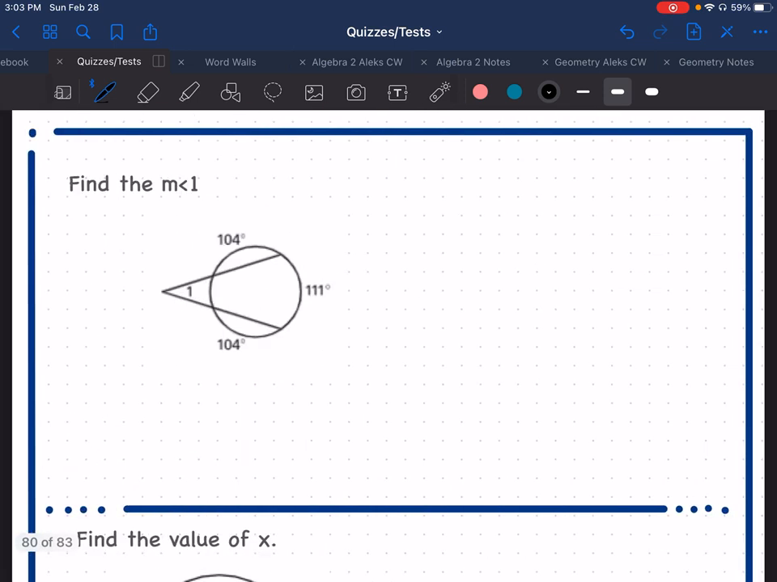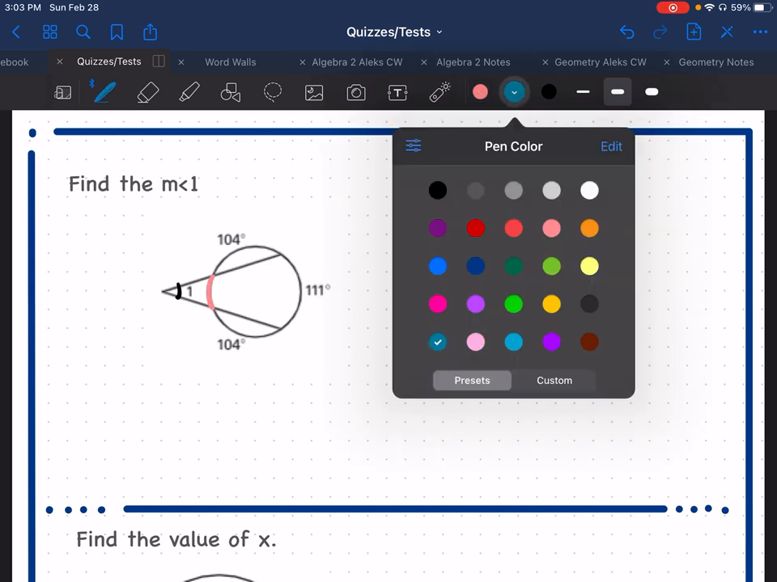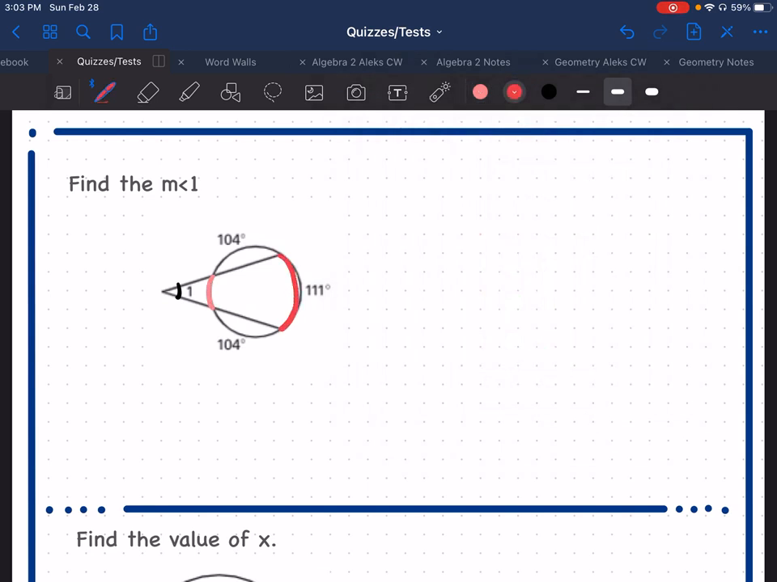All right. Find the measure of angle 1. If my memory serves me correct, this is the one where to find the measure of angle 1, I needed this arc and this outside arc right here. Okay, so I have to use the fact that my whole circle is 360 degrees, and I'm going to have to find that peach part. So I'm going to take my 360, which is my whole circle. I'm going to subtract the 111.